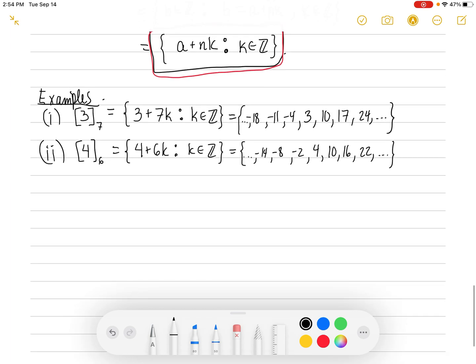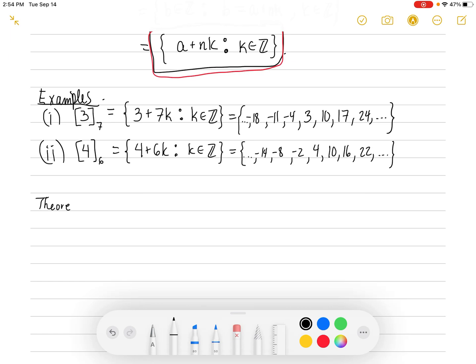Okay. So get the hang of what these congruence classes are. They're sets of numbers, and they jump up by the modulus. So in number 1, the modulus was 7, so there's a space of 7 between the numbers. In number 2, the modulus was 6, so there's a space of 6 between all the numbers.